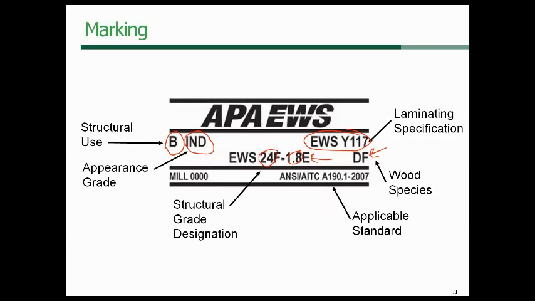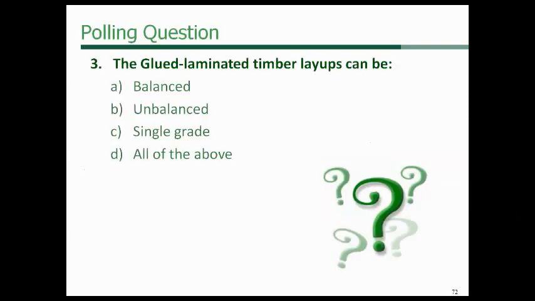So since we've got your head spinning with that, now's a good time to step back and do a little poll. So Marcy, I will turn it over to you. Perfect. Okay. So we have the glued laminated timber layups can be one of the following: balanced, unbalanced, single grade, or all of the above.